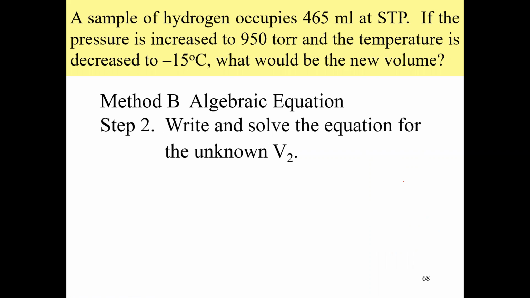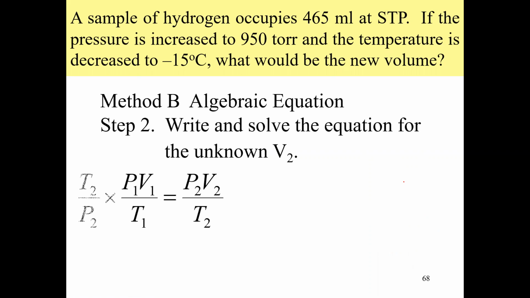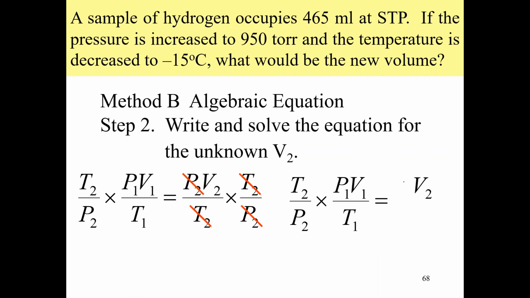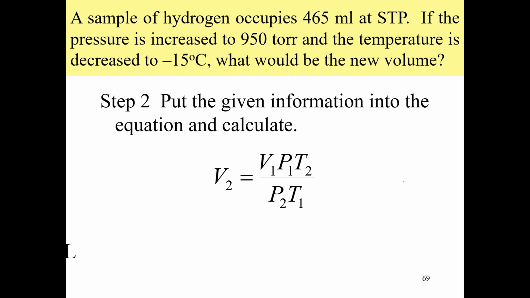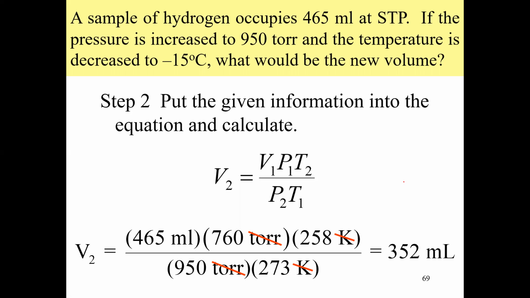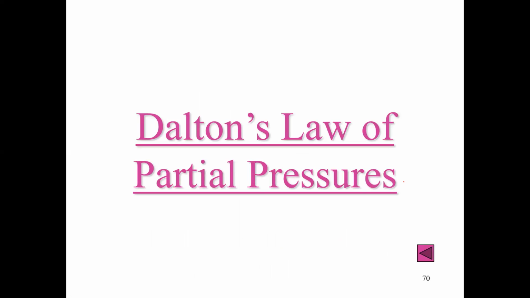Okay, the algebraic equation looks like this, right? And solve for it. It's that P1 V1 over T1 equals P2 V2 over T2. You shift them over to the other side. Certain things cancel out. You then have the new algebraic form of it. You then put the information you need into the equation, and then you get the calculation of the number.